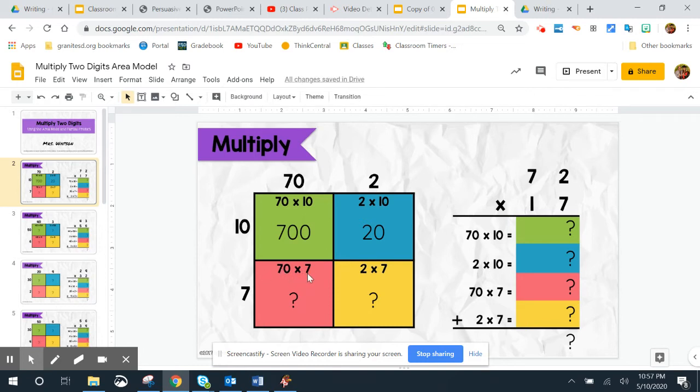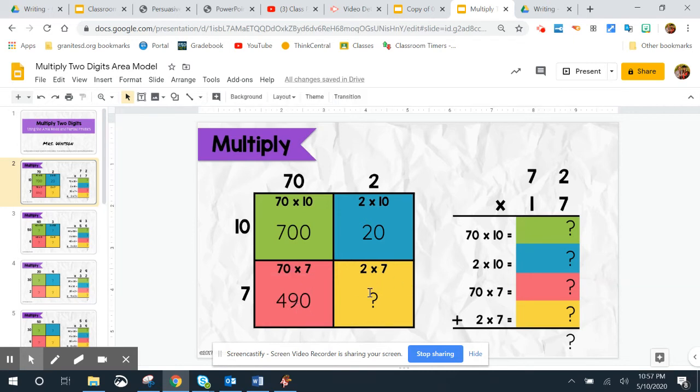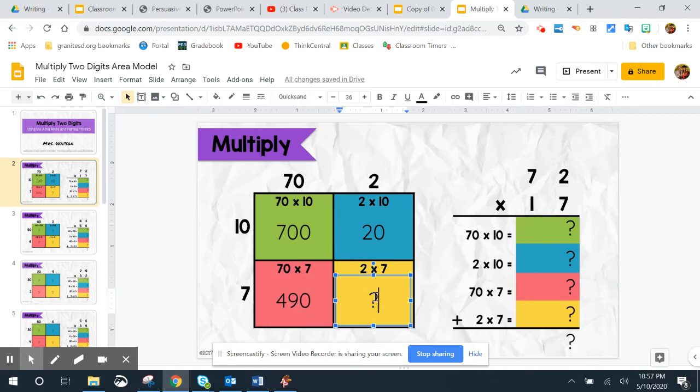Okay, 70 times 7. I'm going to start with 7 times 7, multiplication fact. 7 times 7 is 49, plus I have to add a 0 because this is 70. So it's going to be, notice how I double clicked and then backspace, 490. Okay, last but not least, I have 2 times 7, which is 14.